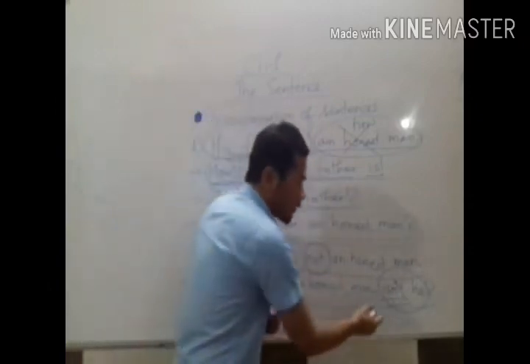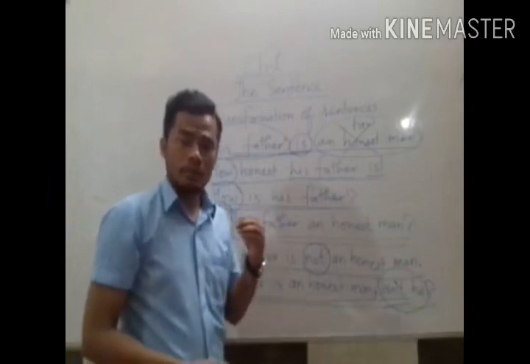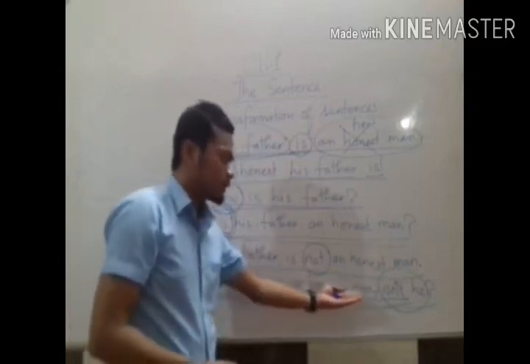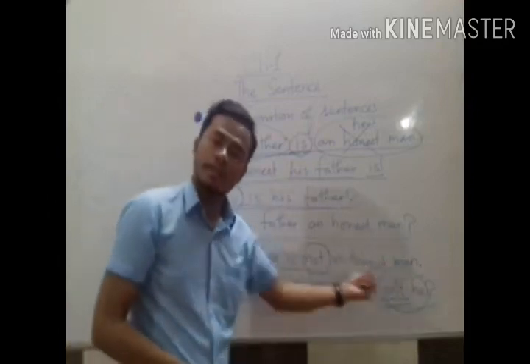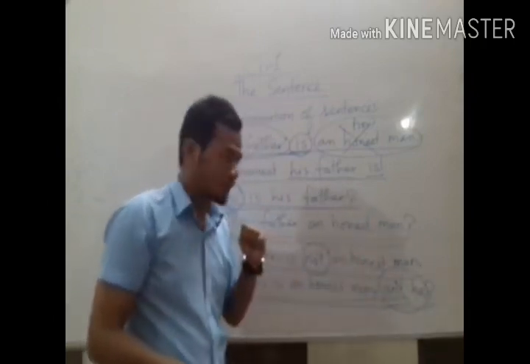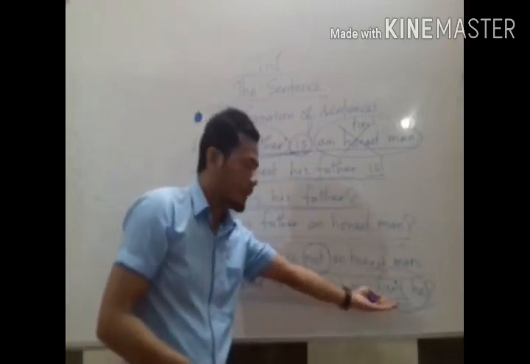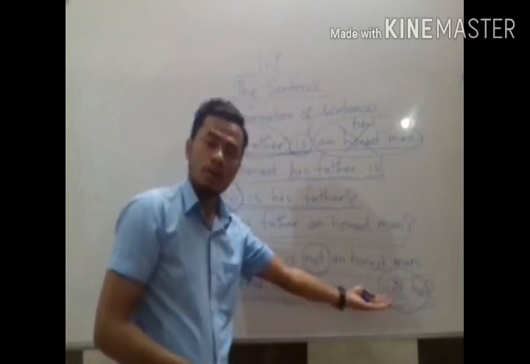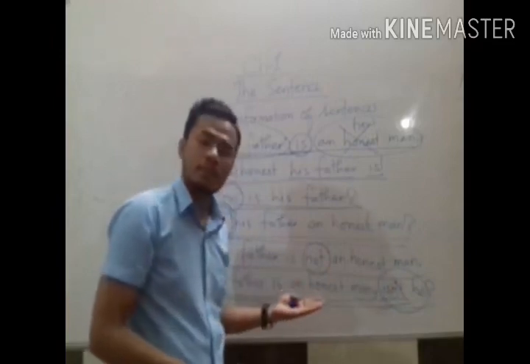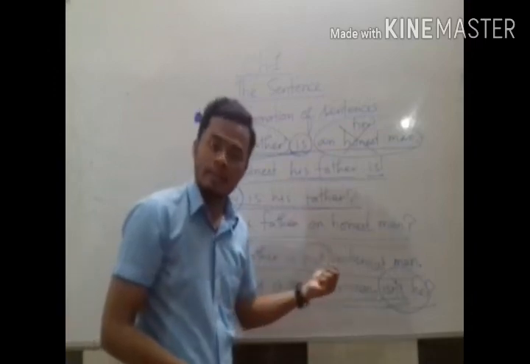How do we frame a question tag? Question tag is also both positive and negative, because if the statement is positive, then the question tag will be negative, and if the statement is negative, then the question tag will be positive. So here the statement is positive, so the question tag is negative. Is not. Whenever we are making a tag question, we have to see the statement first, and if the statement is positive, then we have to frame the negative question tag.